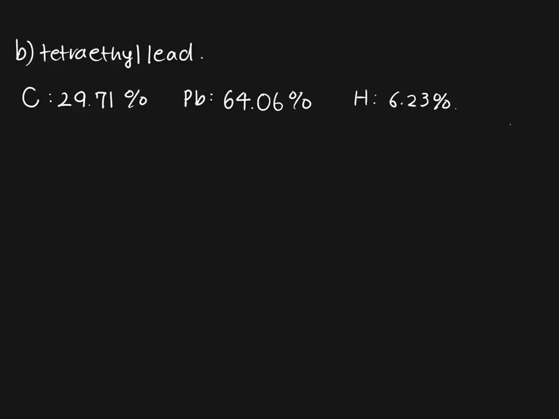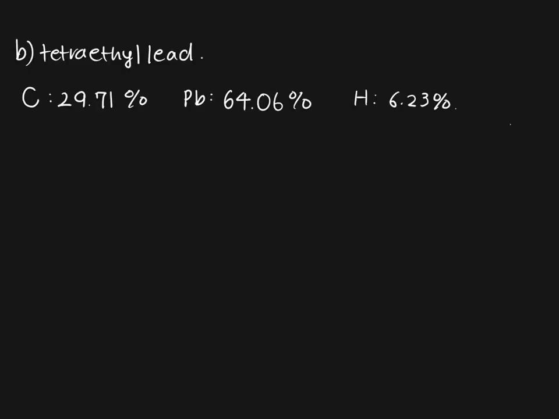Hello, my name is Ray Takahashi, and I'm a third-year biochemistry major, and I will be doing part B of problem number 8. So part B is tetraethyl lead, so we will be doing the same thing as Marianne showed for part A. So we are given carbon, 29.71%, Pb, which is lead, 64.06%, then hydrogen, 6.23%. Now, because all these percents add up to 100%, we can think of it as 100 grams, and then since all these percents are now grams, we will convert those to moles.